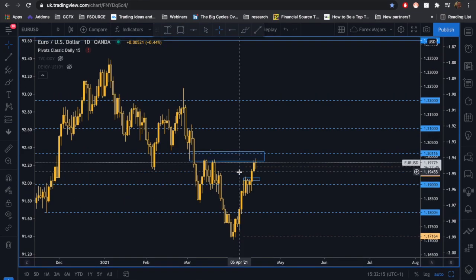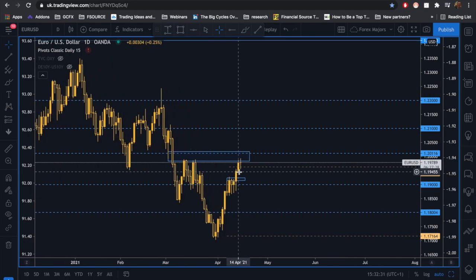The key factors for the ECB interest rate decision are going to revolve around three broad topics. First of all, the COVID-19 situation in Europe. Secondly, the monetary policy outlook for the ECB. And thirdly, the country's economic developments.